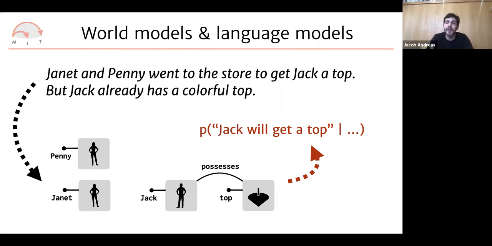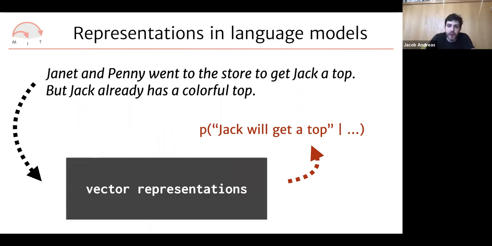And specifically in computational terms, it will be easier to do that by looking at some explicit meaning representation than by trying to model relations between surface forms, right? Than trying to model the relationship between the string Jack will get a top and the string Jack has a colorful top. And so we might hope that in the course of learning to generate text, machine learning models come up with some kind of theory of meaning that looks something like this, and that it might be something that we can hook into to understand how it is that they're working.